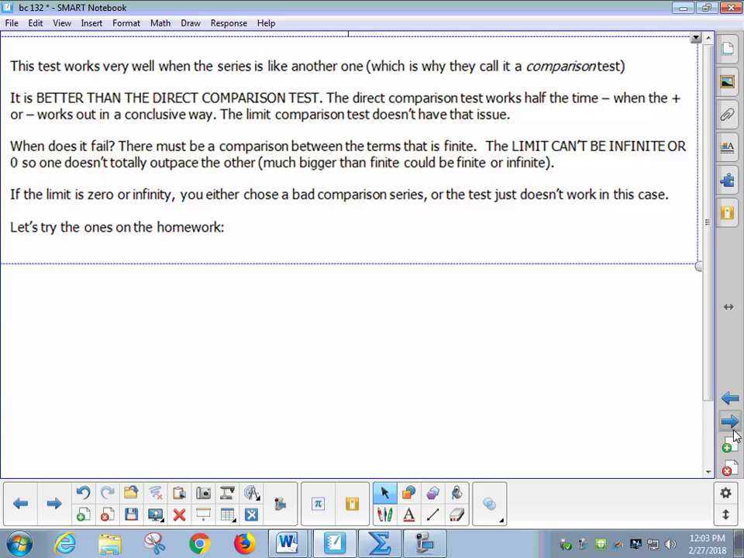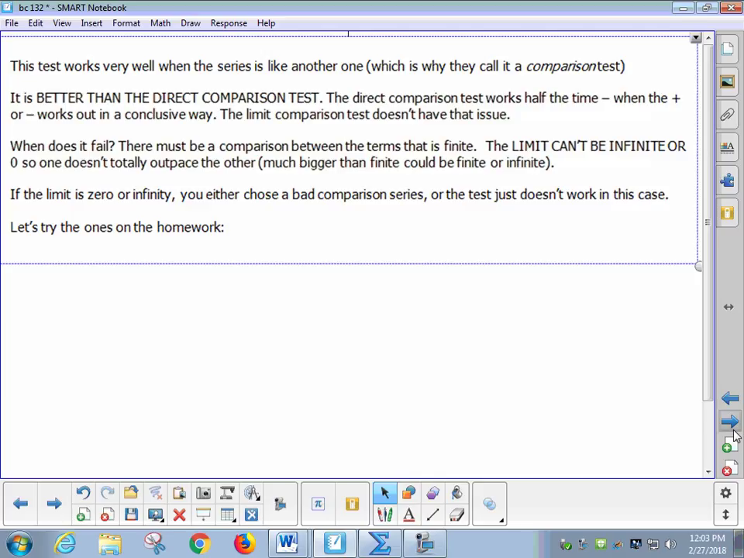All right. The beauty of this is it smokes the direct comparison test because the direct comparison test failed half the time. It was inconclusive half the time, depending on if it was plus when it needed to be or minus when it needed to be, right? The limit comparison test doesn't have that half failure rate. It will always work. It doesn't matter if it's +2 or -2. It works either way. So it's the first comparison test. It's the better comparison test.